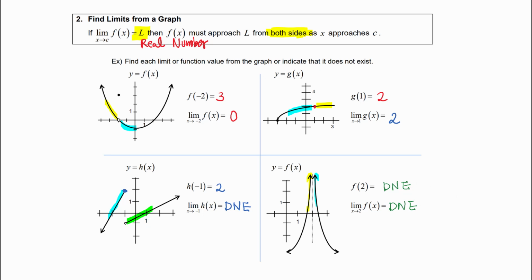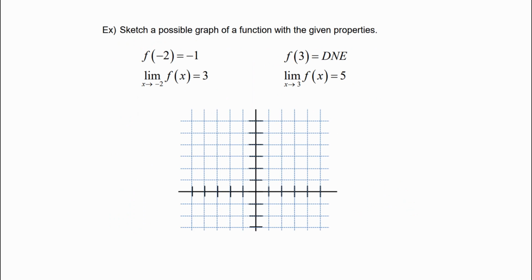So in summary, the limit exists if the left limit is equal to the right limit and that limit is a real number, period. The limit of a function does not exist if the left limit is not equal to the right limit. If either the left limit or right limit or both are infinity or negative infinity, then also the limit does not exist. Clear? Let's do the last example.